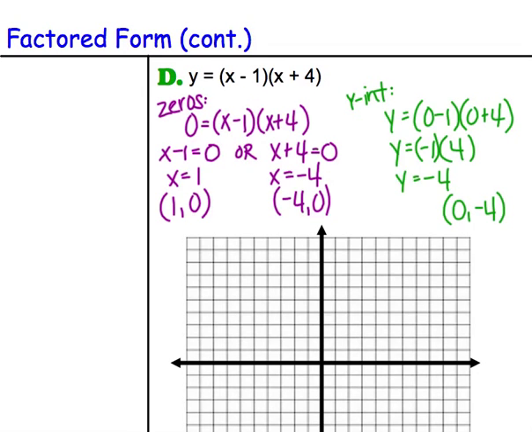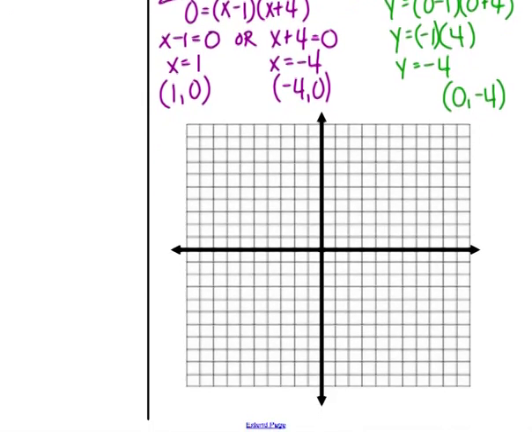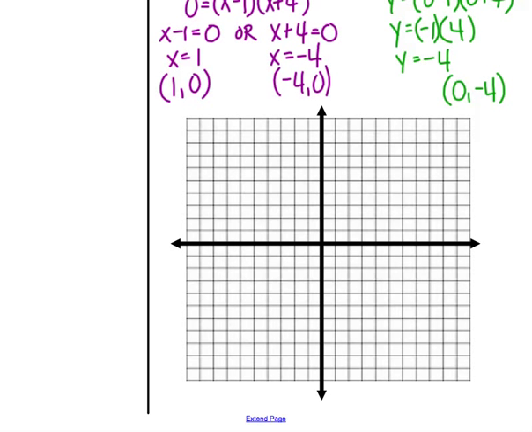Now when we go ahead and graph these, we have 1, 0, and we have negative 4, 0, and 0, negative 4, the y-intercept. It does open upward, and we know that because it is inside, but it is curving down, which means it has to curve upward at some point. And so, oops, I'm going to back that off a second and try that again.